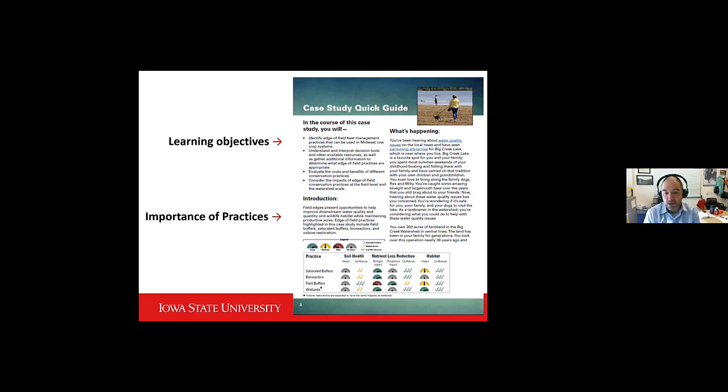So in this one, we're talking about buffers, saturated buffers, bioreactors, and oxbows, and we're going to talk mainly about saturated buffers and bioreactors here, but these would be practices that could help us reduce that downstream nitrate delivery. And then the context of thinking about this is part of a case study and part of a farm that we're thinking about trying to reduce downstream nitrate export from.